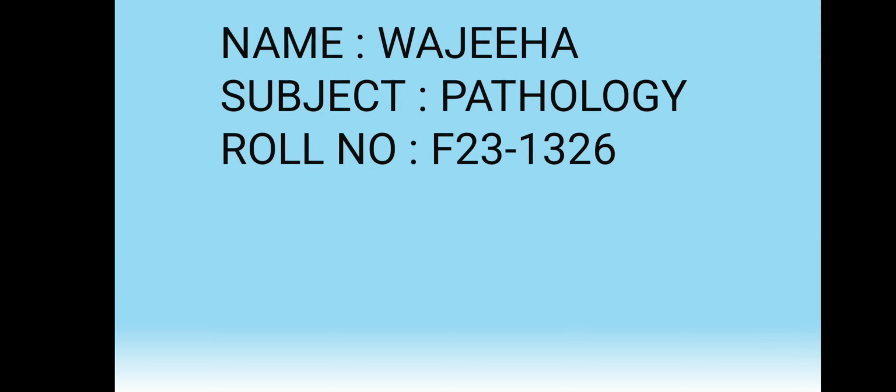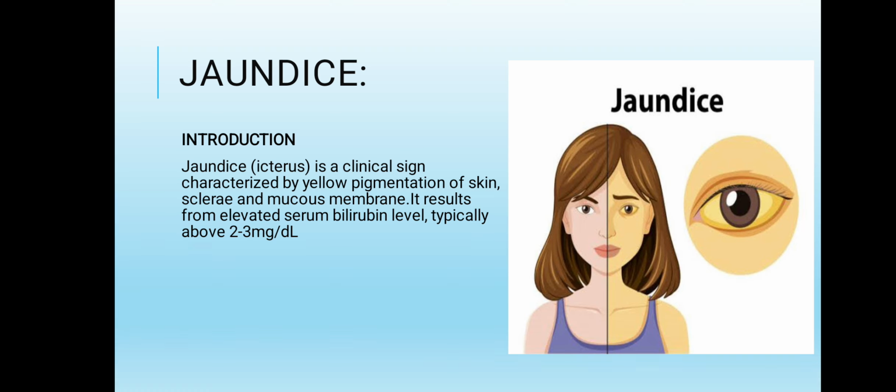Today the topic of my presentation is jaundice. Firstly, we'll discuss the introduction of jaundice. Jaundice, or icterus, is a clinical sign characterized by yellow pigmentation of the skin, sclera, and mucous membranes. It results from an elevated serum bilirubin level, typically above 2 to 3 mg per deciliter. Understanding the pathological basis of jaundice is crucial for diagnosing and treating the underlying cause effectively.